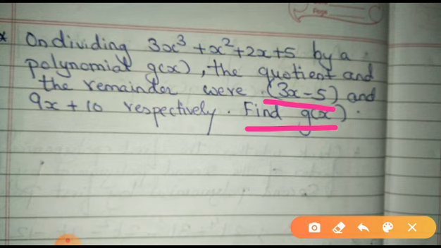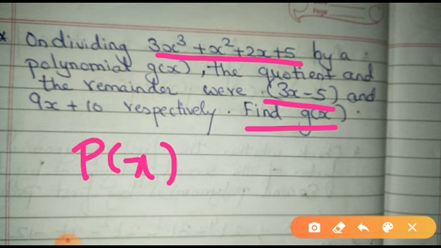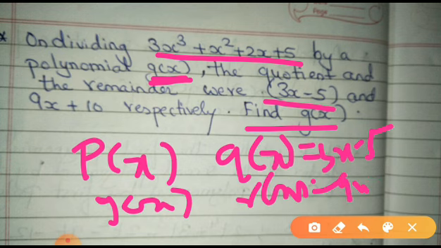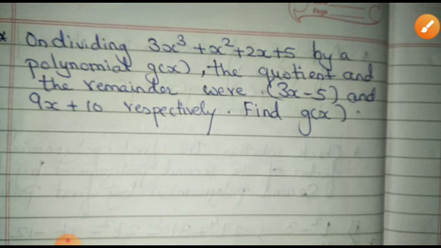What is given is, on dividing this polynomial, that means that polynomial is my dividend. 3x cube plus x square plus 2x plus 5 is my dividend. If I am dividing this polynomial by g of x, that means g of x is my divisor. Then the quotient and the remainder are given. My quotient is 3x minus 5 and the remainder is 9x plus 10. Then I have to find g of x.